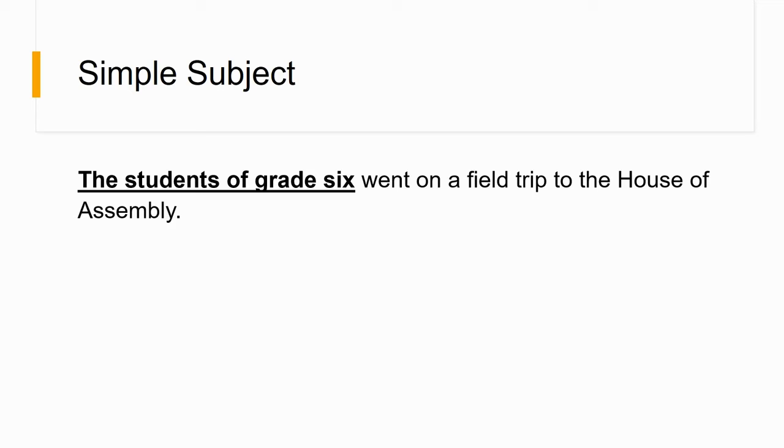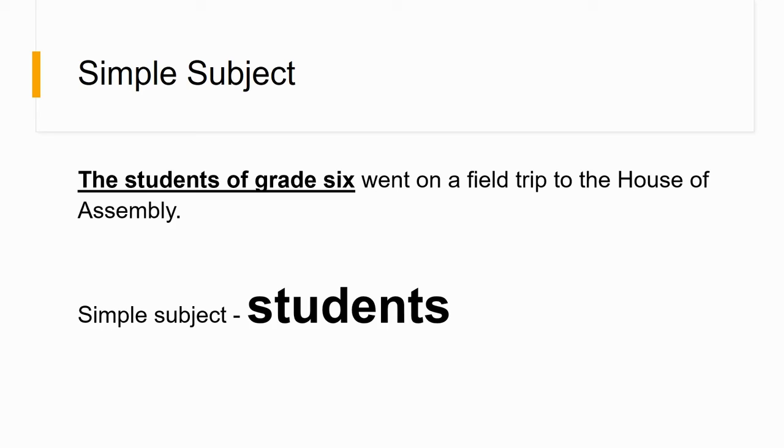Now we're looking for the main noun. Who or what is this sentence about? Look at those group of words that is underlined. Is it the? Is it students? Is it of? Is it grade or is it 6? Which one of those is the main noun? If you said students, you are absolutely correct. Awesome!